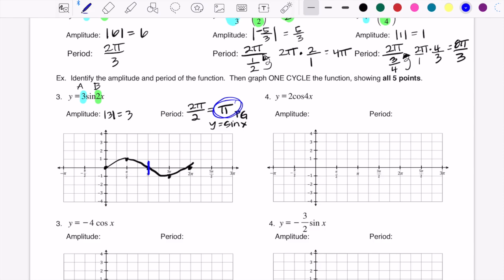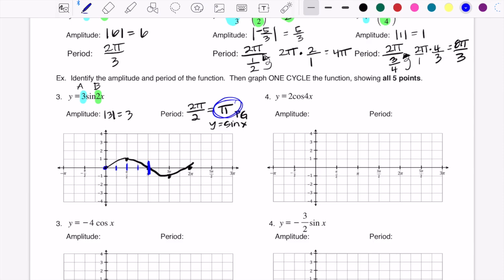So the easiest way to do this is mark where your period is. So it's right here in blue. It's at pi. And then from 0 to that, make a little hash mark halfway. And then from 0 to the halfway, make 1, so that you have 4 little hash marks. Okay? And then you're just going to follow your pattern.